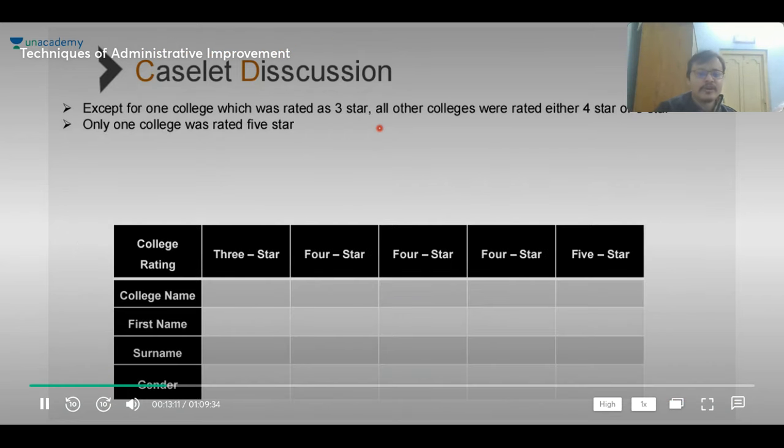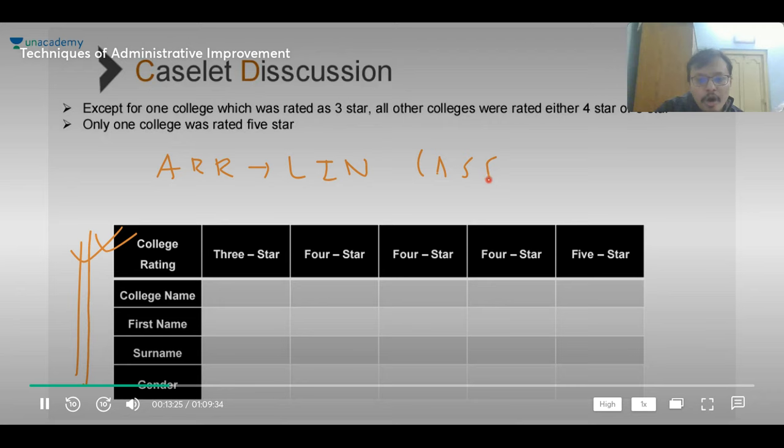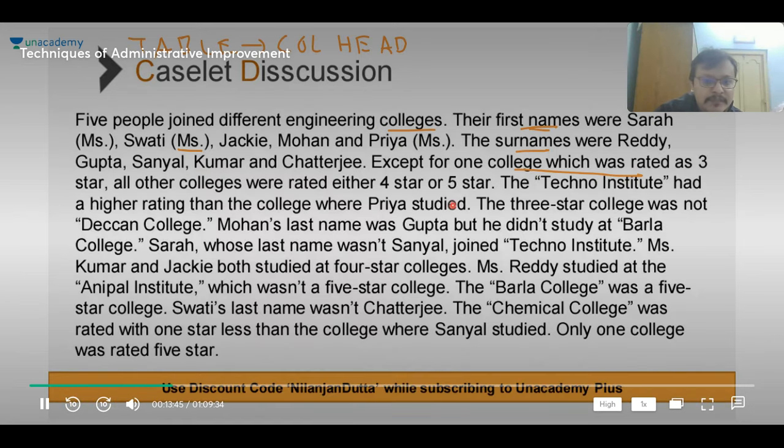Whenever you solve a multi-parameter based set, your column header should be a parameter that you can arrange in a linear fashion, meaning in ascending or descending order. Which is why we are keeping the column header not as college name or surname or first name, but as the college rating. What are the advantages of doing that? Simple. There are clues in the set. For example, the Techno Institute had a higher rating than the college where Priya studied.